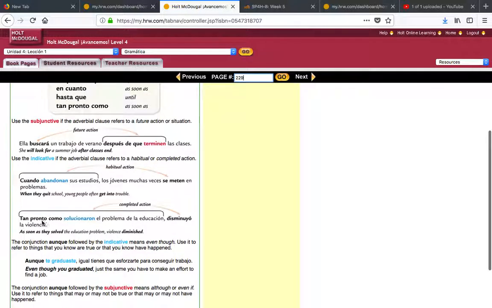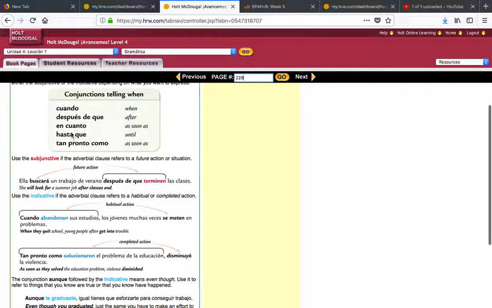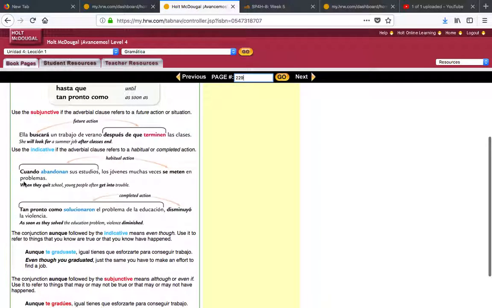Now, be careful because this tan pronto como, which is a conjunction, is right at the beginning of the sentence. So that means you're not always going to see the conjunction in the middle of the sentence. You also could start with a conjunction at the beginning of the sentence. So when you are talking about complete action, it's pretty much past tense, and you use past in both of them.